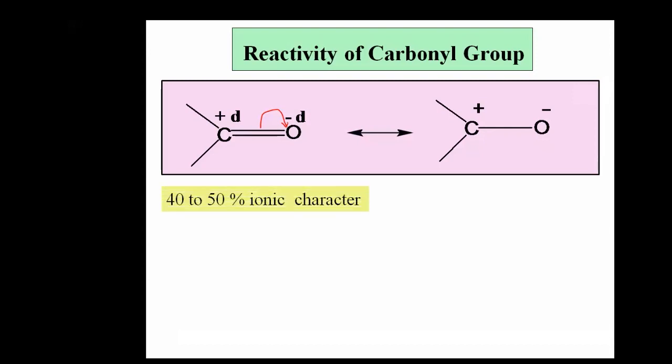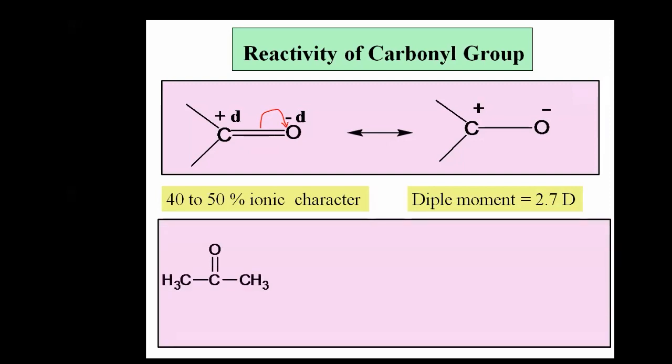It has about 40 to 50% ionic character, which is a high ionic character. This is due to the difference in electronegativity between oxygen and carbon. Its dipole moment is about 2.7 debye, and this is a highly polar molecule, and therefore it is more reactive. That molecule is highly polar and hence it is more reactive. Now let us see an example.